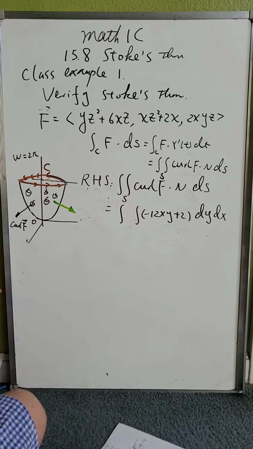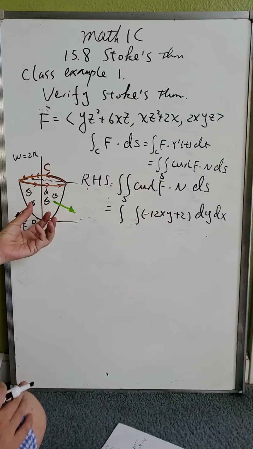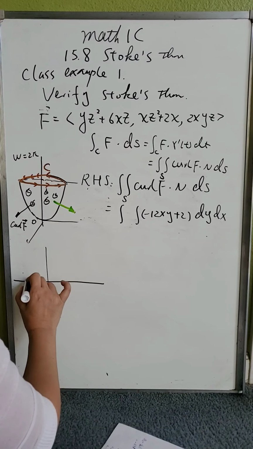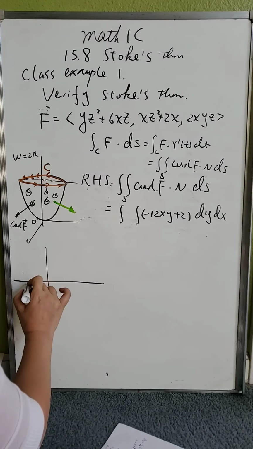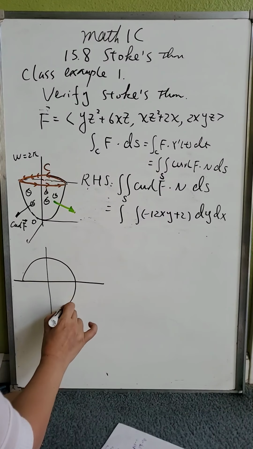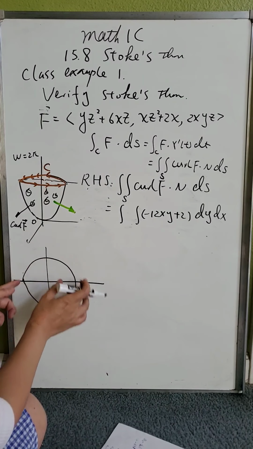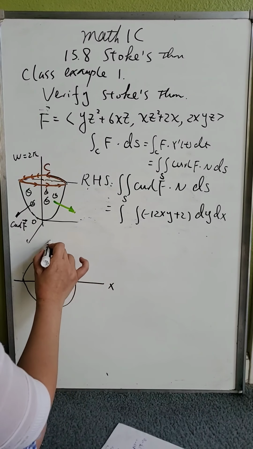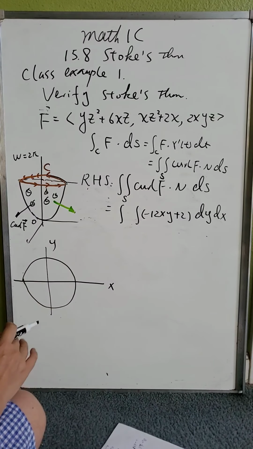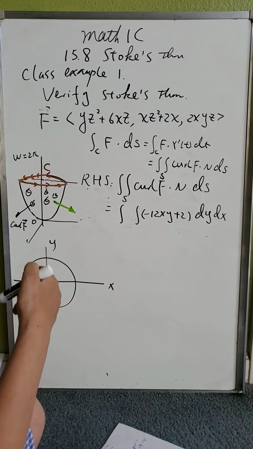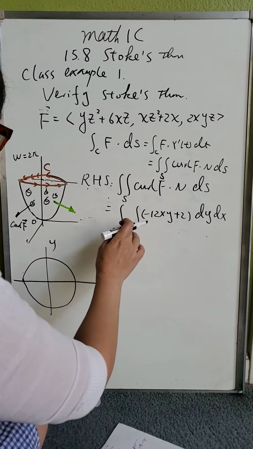Because if you look at the bowl from the top view, what you see is just a circle. Your dS, or dx dy, is on the xy plane, right? So this is x and this is y. It's a circle. Therefore, you can use a Jacobian to convert to dr d theta. Then you put the boundary.